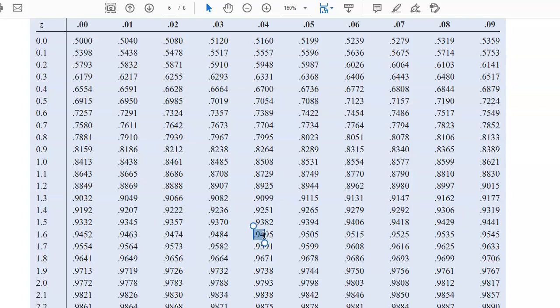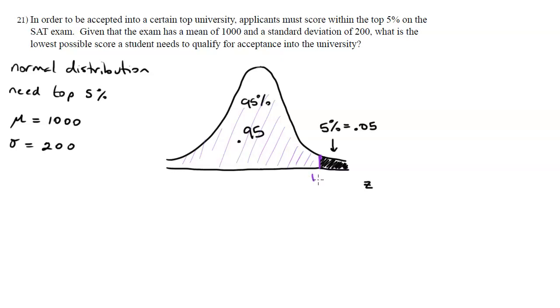Look, here's 0.9495. And here's 0.9505. So these two are both the same distance away from 0.95, right? 0.95 is right in the middle of these two. So I'm going to use the one that has a larger absolute value. So I'm going to use 1.65. 1.65 is the z value that gives me there. All right, so this z value here is 1.65.